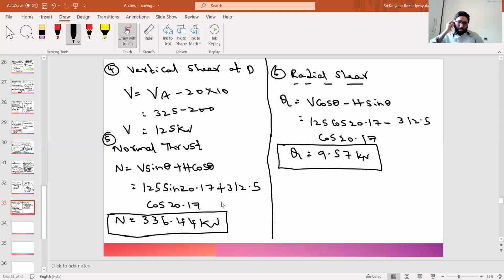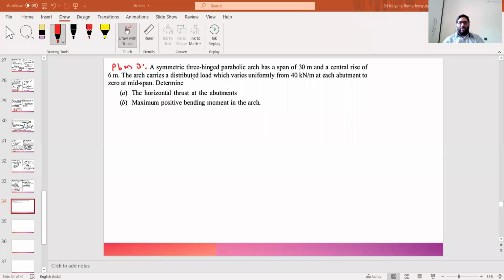Okay. So this is how we need to solve the problem of a three-hinged circular arch. Okay. So next we move on to another problem associated with a three-hinged parabolic arch with a different kind of load. Let us see the next problem now.